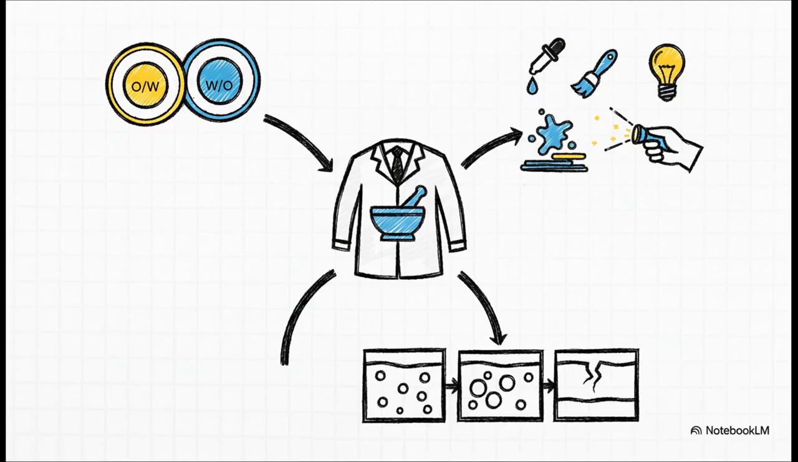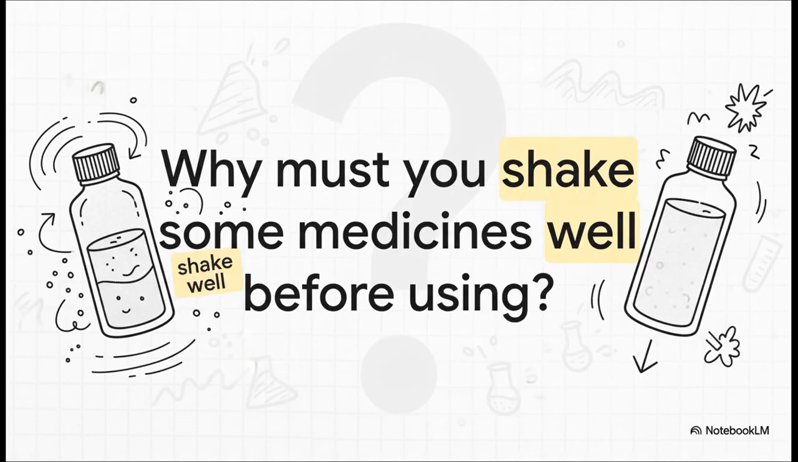Those identification tests, those are your quality control tools. And understanding how an emulsion becomes unstable is how you guarantee that the dose a patient takes on the last day of their prescription is just as safe and effective as the dose they took on day one. Because if an emulsion has broken, a patient could get a spoonful of all oil or all water, a dangerously incorrect dose. So I'll leave you with this one final thought.